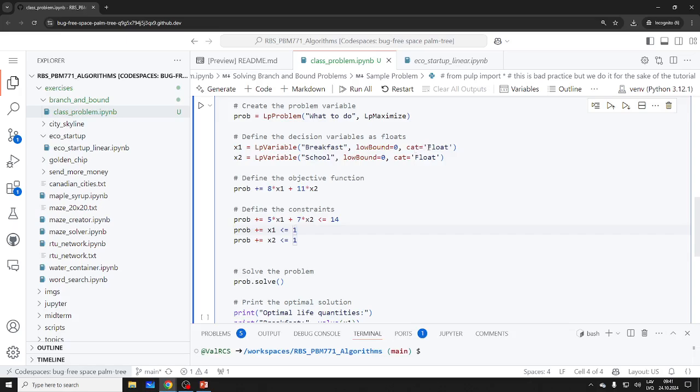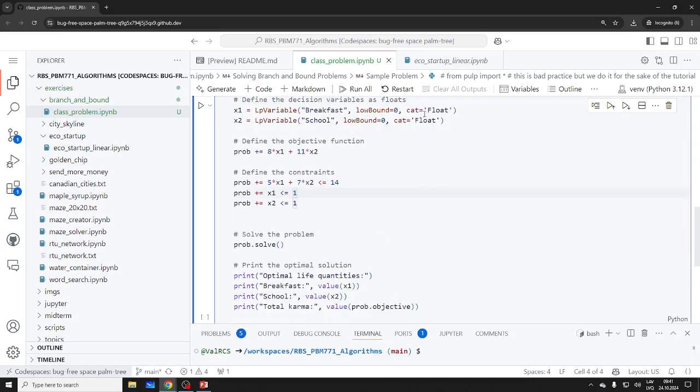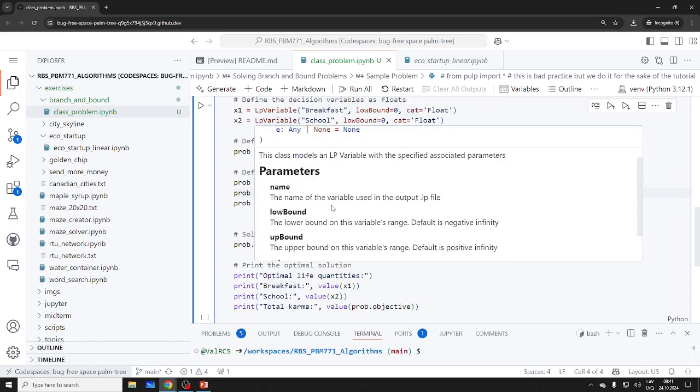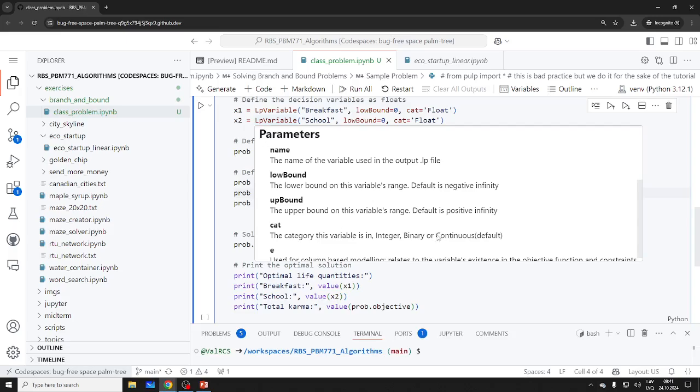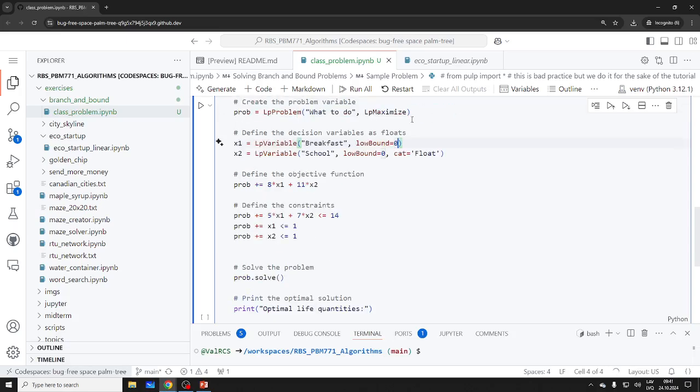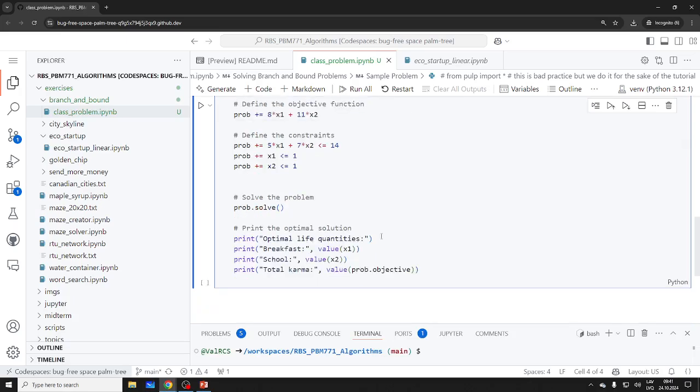Okay, so we have float. Let's see if this works. Again, I don't know about this category, this is library specific. Let's read about this. Continuous. Okay, it's default. So what I'll do is get rid of this. Category is continuous by default, so we don't need to specify. All right, very good. Okay, so let's run it.